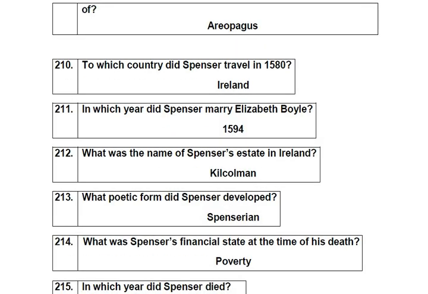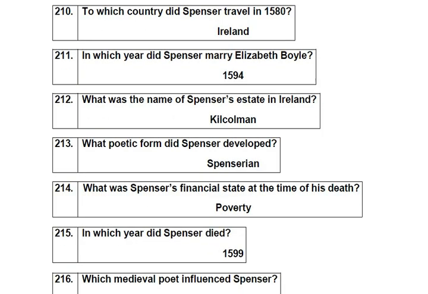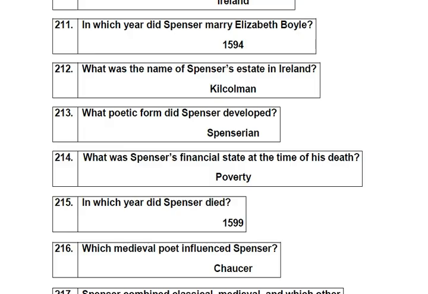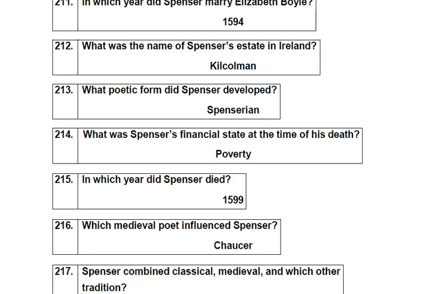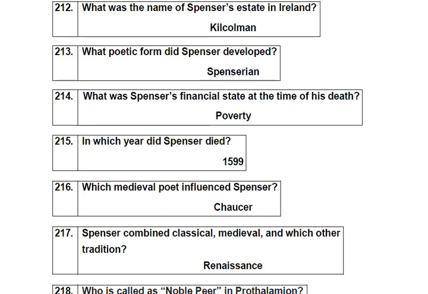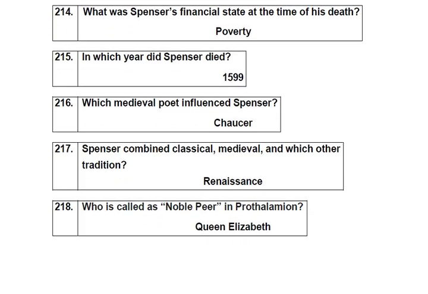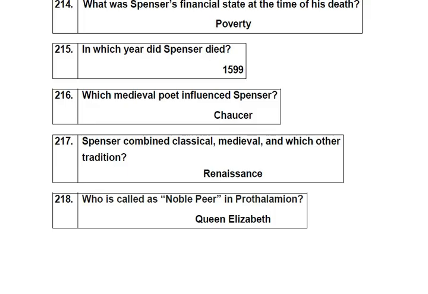To which country did Spenser travel in 1580? Ireland. In which year did Spenser marry Elizabeth Boyle? 1594. What was the name of Spenser's estate in Ireland? Kilcolman. What poetic form did Spenser develop? Spenserian. What was Spenser's financial state at the time of his death? Poverty. In which year did Spenser die? 1599.